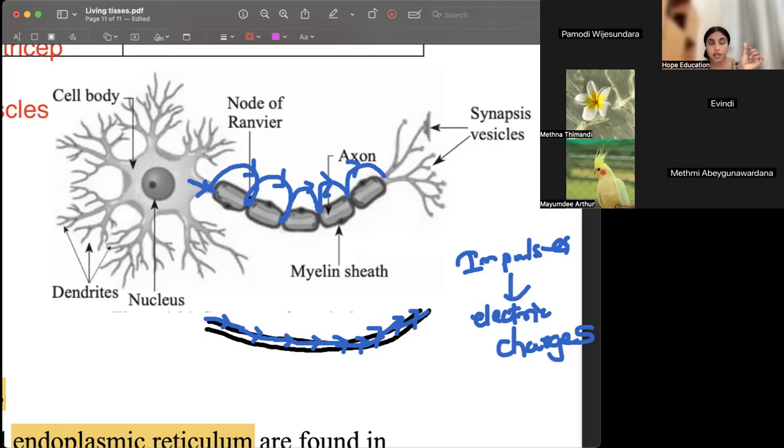එතකොට charge එක myelin sheath එකෙන් යන්න බැරි හින්දා jump කරනවා ඊළඟ myelin sheath එක නැති තැනට. That's the node of Ranvier. So එතන ඉඳලා ඊළඟ node of Ranvier එකට යනවා. Because myelin sheath does not conduct electricity, electric charges. Is it clear? May give me a thumbs up, please.